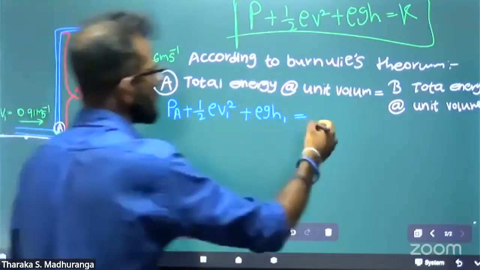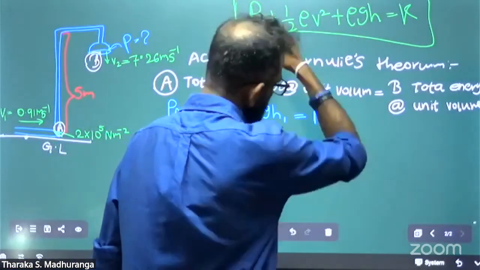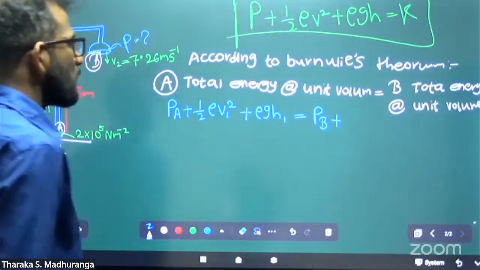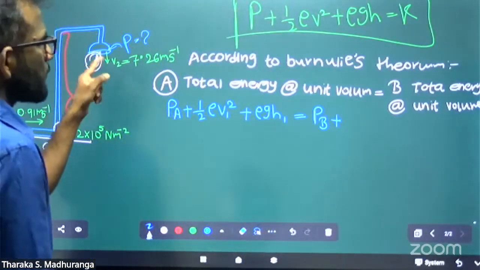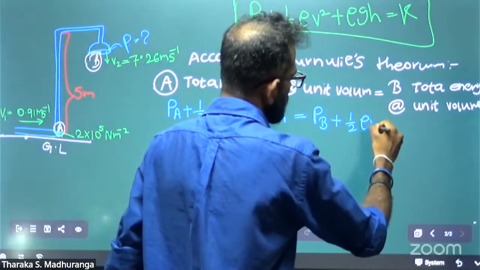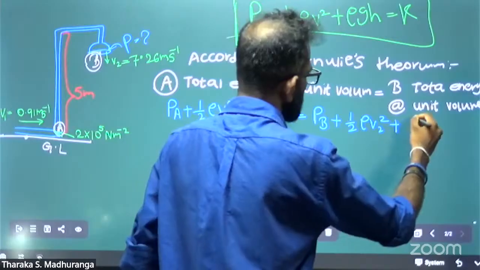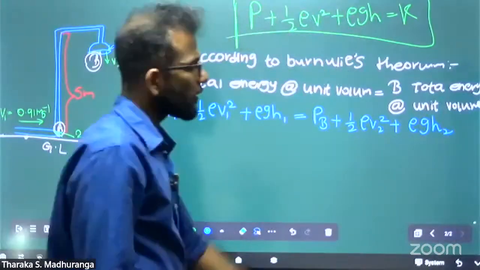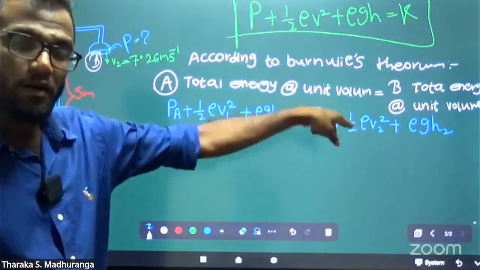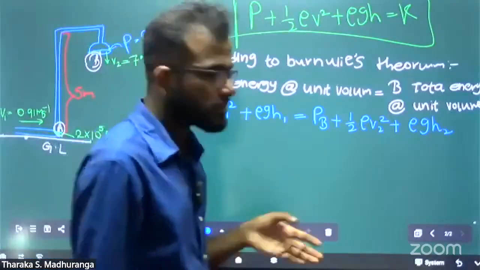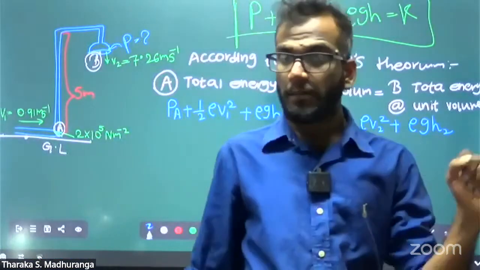On the B side, the pressure at these small holes is PB plus half rho V2 squared plus rho g h2. Actually, the opposite side, the B side, has potential energy. Ground level doesn't have potential energy, but this side definitely has potential energy.